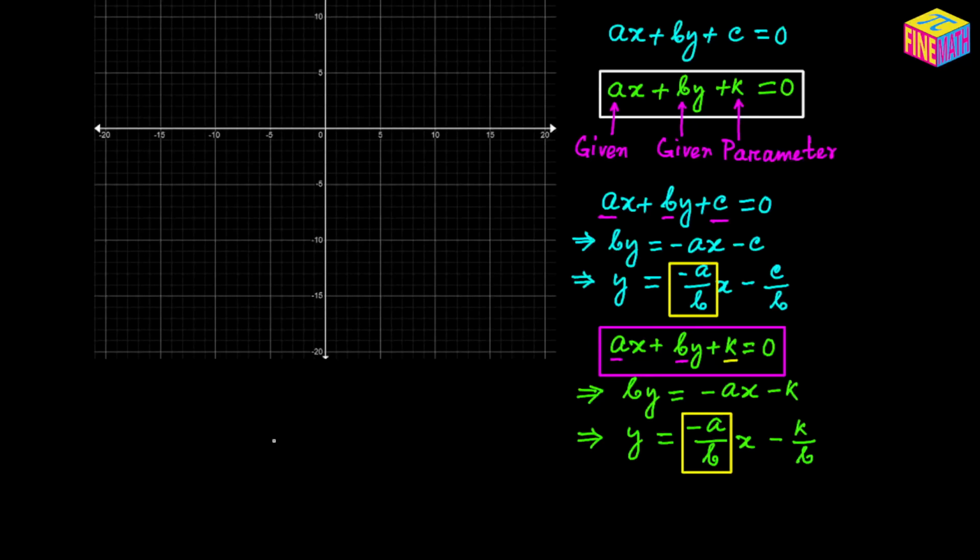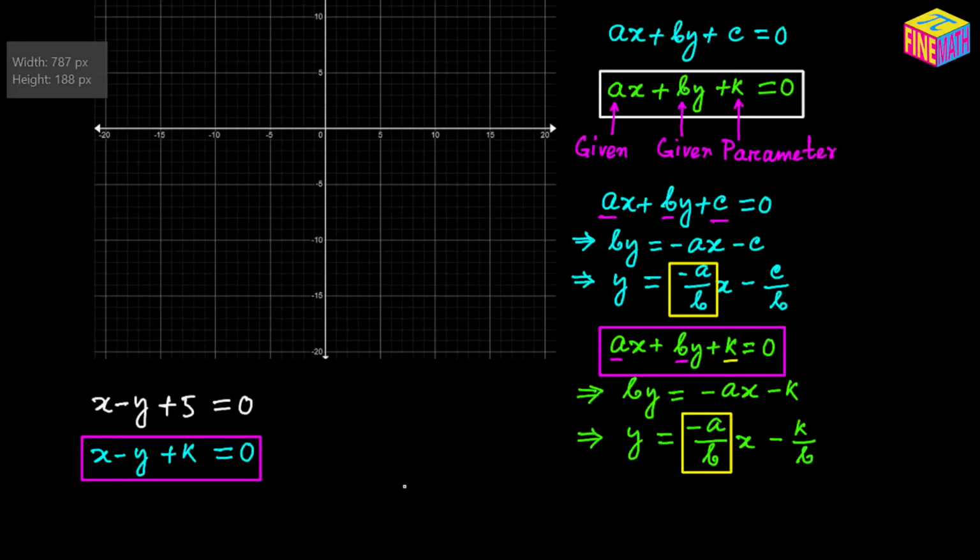Let's take an example. Suppose we have been given the equation like this, x minus y plus 5 equals 0. Then what would be the equation of family of straight lines which will be parallel to this given line? Well, the equation will look like this. The x and y terms will look exactly identical, but the constant term will be represented by a parameter. So this will be the equation of the family of straight lines which are parallel to the given equation x minus y plus 5 equals 0.